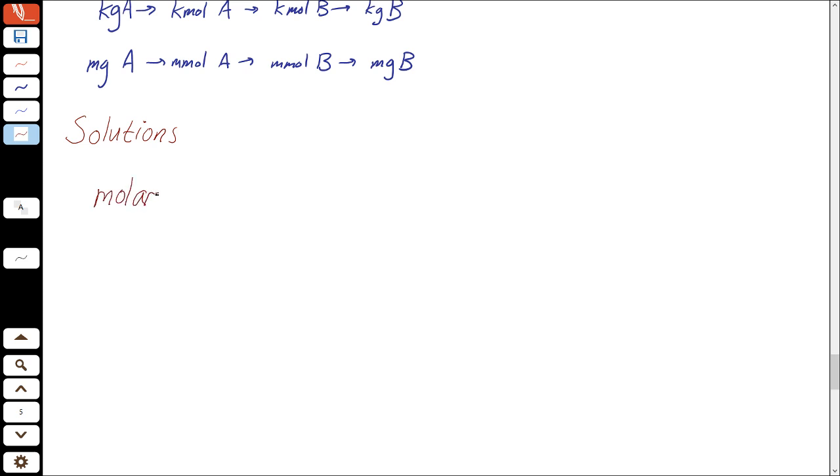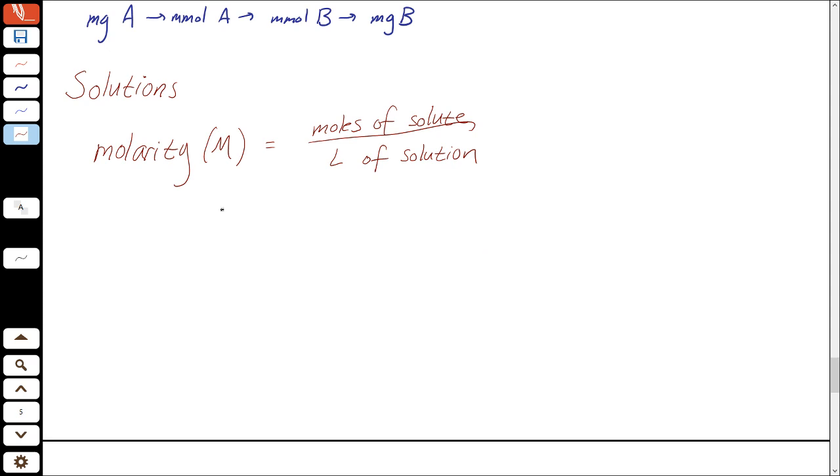And you've probably heard of molarity before. Molarity is defined as moles of solute divided by liters of solution, or per 1 liter of solution. So if we have a 0.250 molar solution of NaCl, what that means is that in that solution, there are 0.250 moles of NaCl per liter of solution.